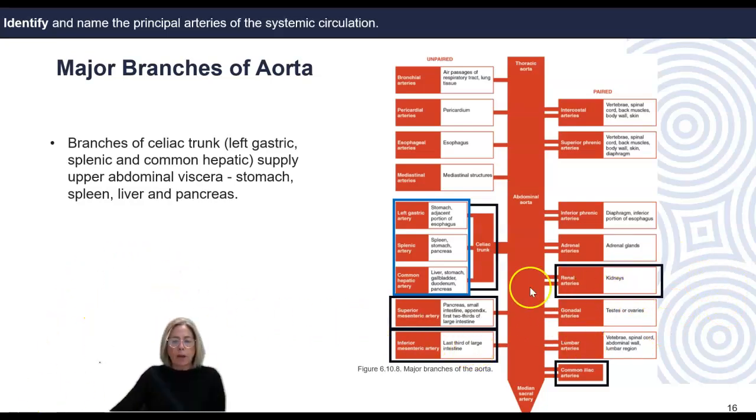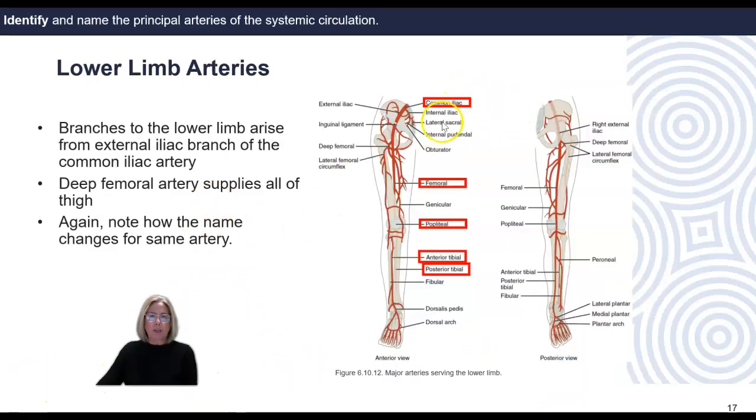We also have the paired arteries, so the renal arteries that supply the right and left kidneys, and we also have the paired two common iliac arteries. Finally, now to the lower limb arteries. Remember that the aorta ends at the two common iliac arteries.